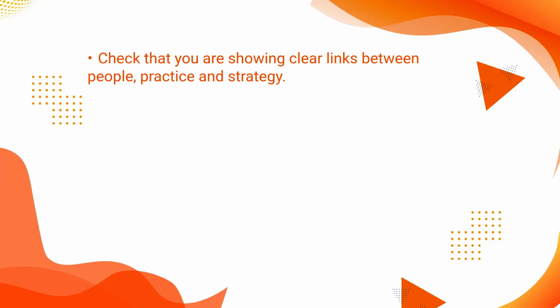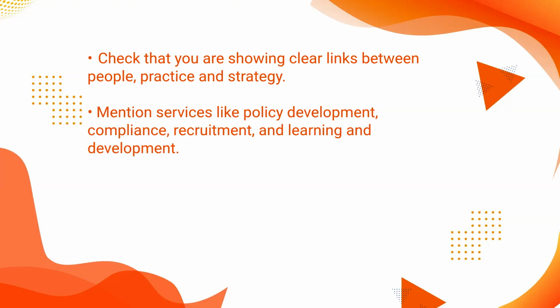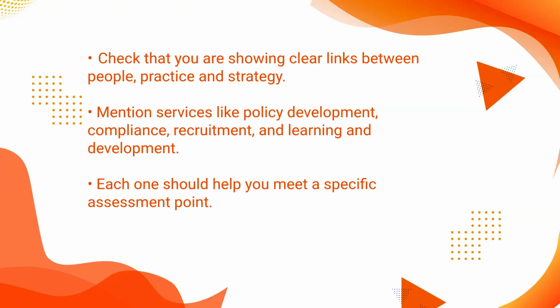Don't forget to use the assessment criteria as your guide. Check that you're showing clear links between people practice and strategy, that you're explaining how people practice supports business and operational functions, and that you cover topics like business partnering, vertical and horizontal integration. Make sure you mention services like policy development, compliance, recruitment, and learning and development. Pick your examples carefully. Each one should help you meet a specific assessment point.